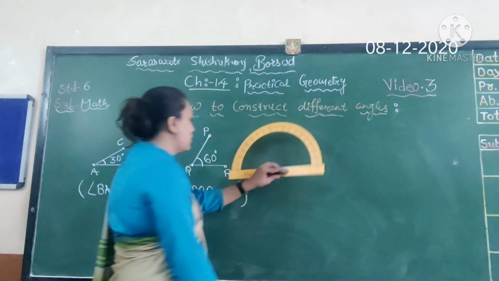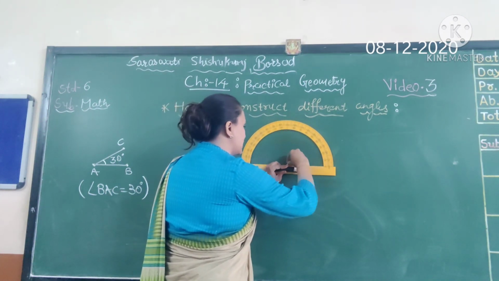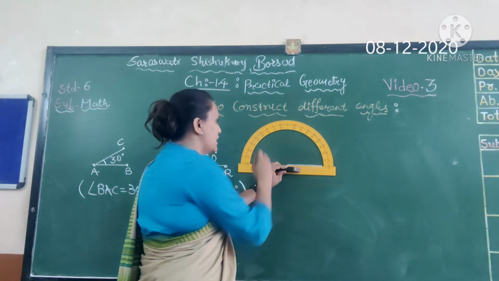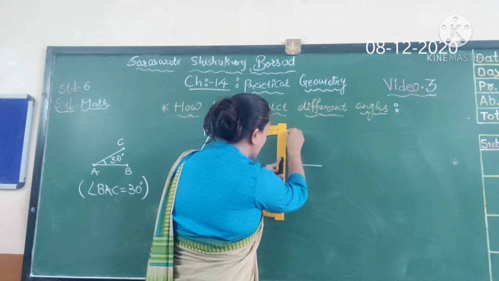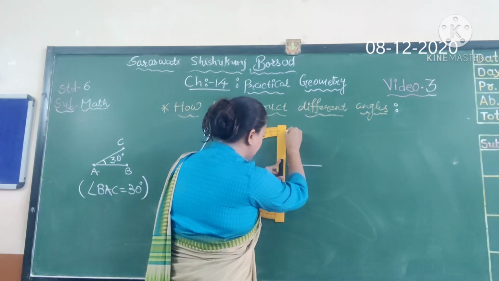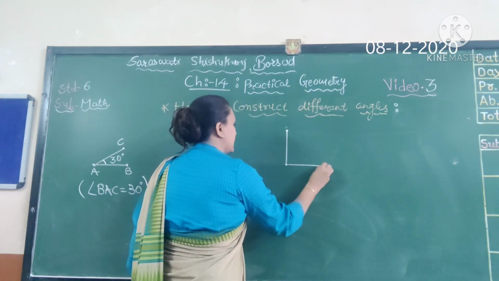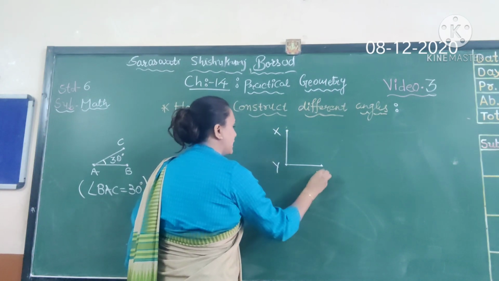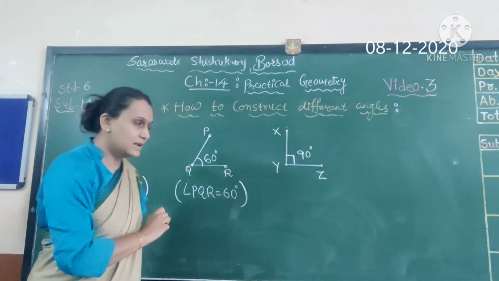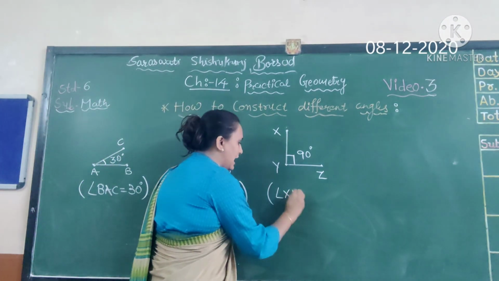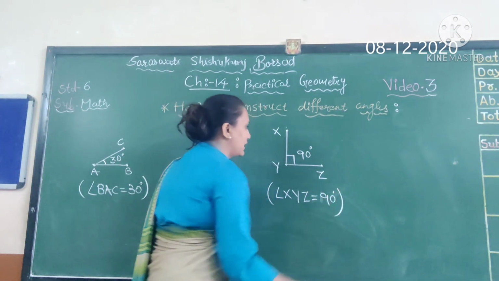Okay? Now, if you want to draw exact 90 degree, 90 degree is a right angle, so same way you have to make a straight line and mark 90 degrees here. Okay, so let us join both the points. Let us name the given angle as X, Y and Z. So here you can see that the measurement of the angle is 90 degree. Okay, so we can say that angle XYZ is 90 degree, which is a right angle.